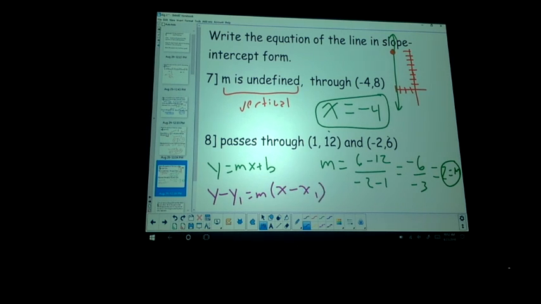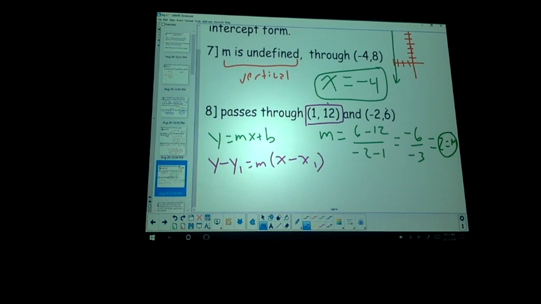Now here's the thing with point slope. I need to label one of my points x1, y1. So I'll call that one x1, y1. If I left it in point slope form, if I chose the other point, my answer is different than everyone else's. If you chose 1, 12 and I chose negative 2, 6, if I left it in point slope, everyone's answer is going to be a little bit different than mine. But it still yields the same equation.